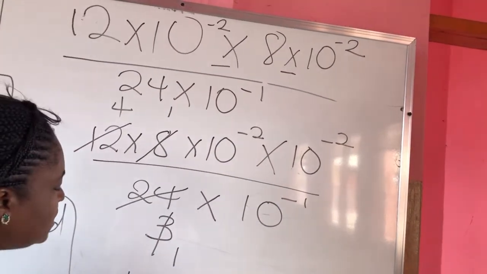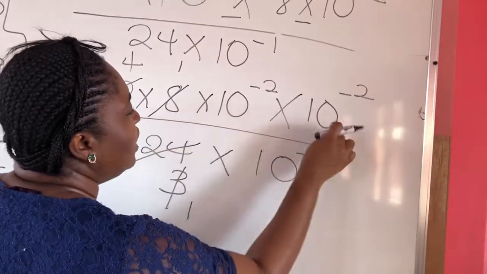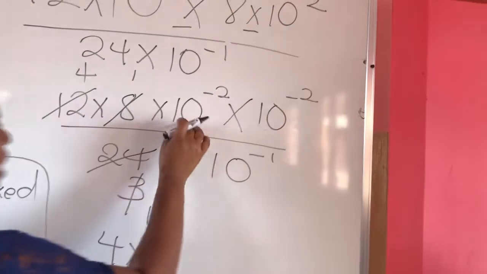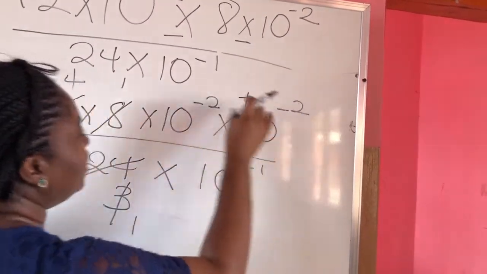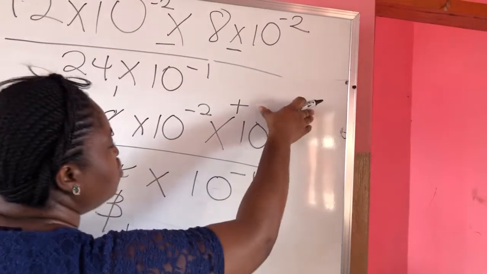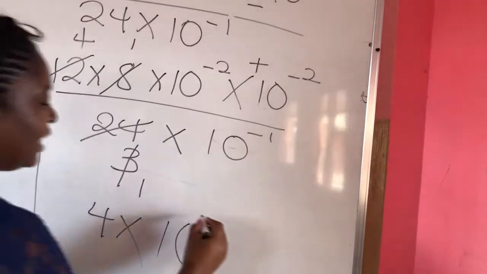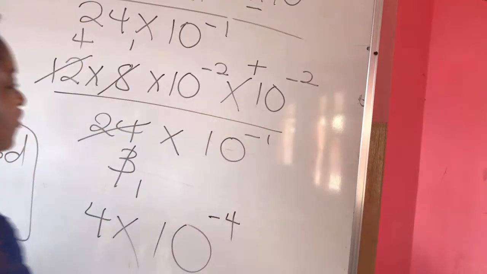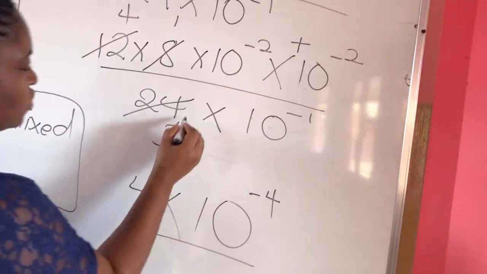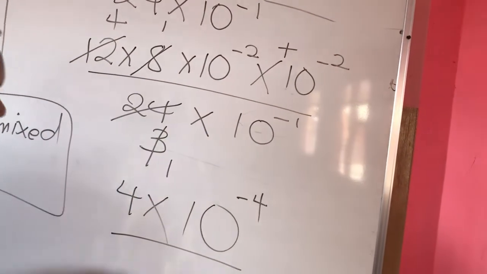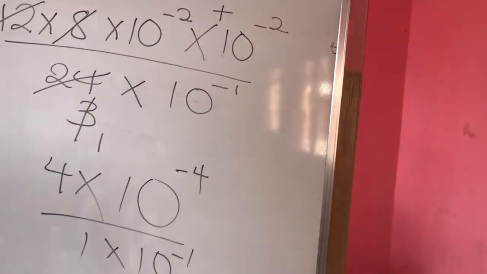So we have 4 times, using the law of indices for numbers of the same base: when they are multiplied, what do you do to their power? You add. So we are adding negative 2 and negative 2, which gives negative 4. All divided by this one. We are only left with 1 here. Don't forget, you can bring 1 times 10 raised to the power negative 1.